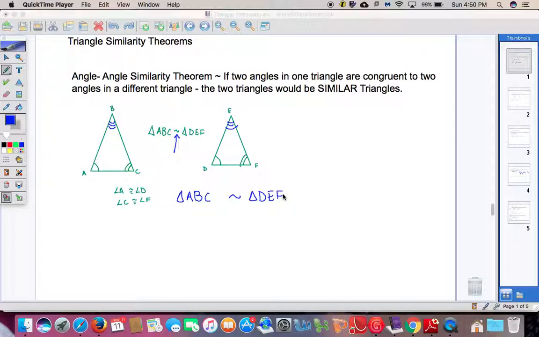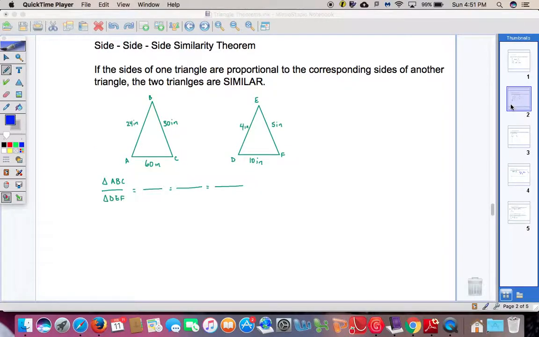Okay, so whenever you know two angles, you can determine the third. And if you know that two triangles have two congruent angles, then we know that they actually have three congruent angles. So that's important. And that would be one way of determining if two triangles are similar or not.